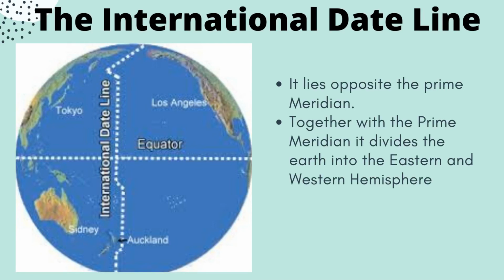The other important line of longitude is the international date line. It lies on the opposite side of the prime meridian. Together with the prime meridian, it divides the earth into the eastern hemisphere and the western hemisphere.